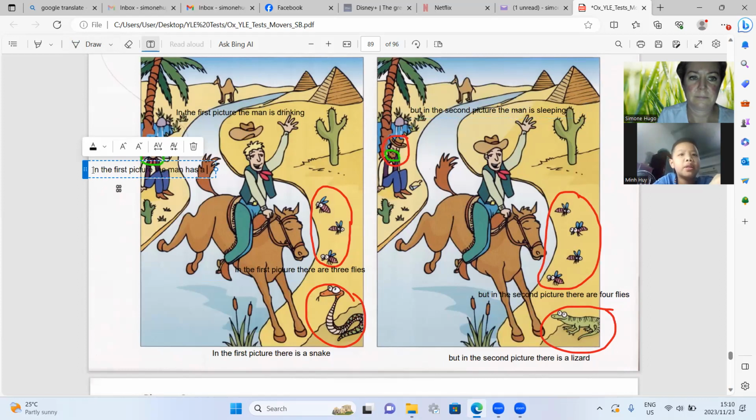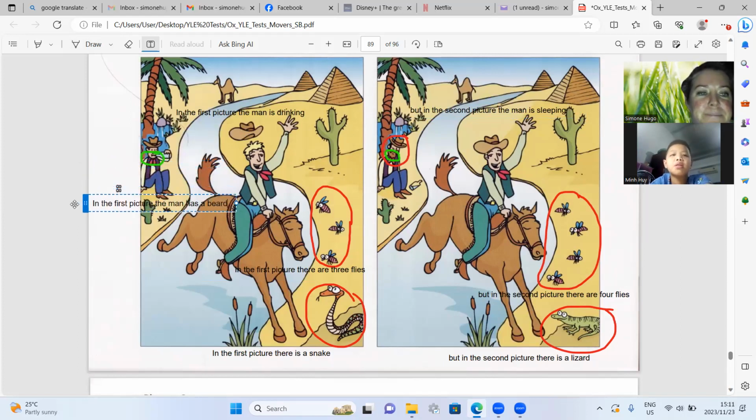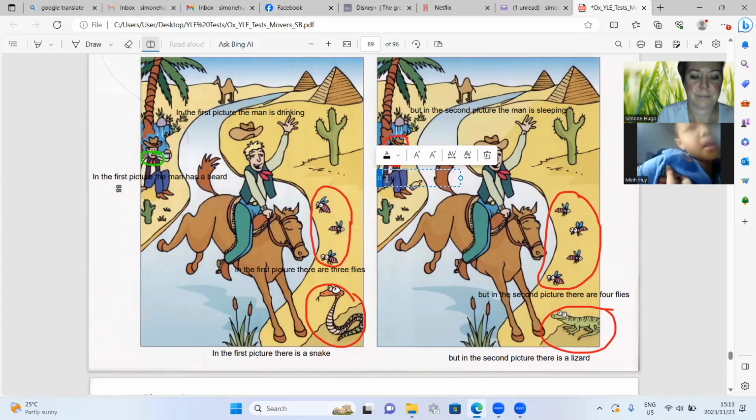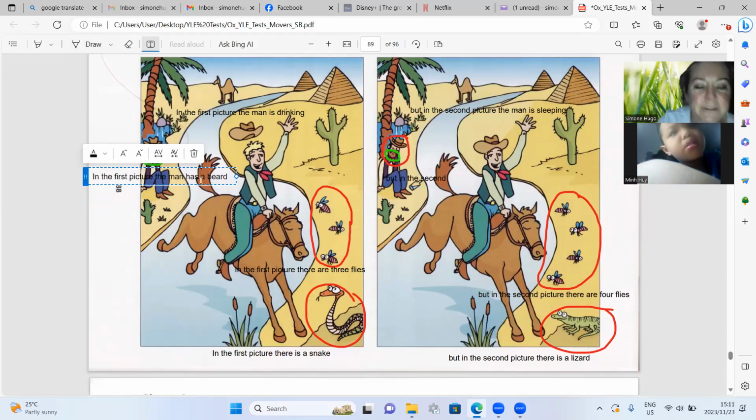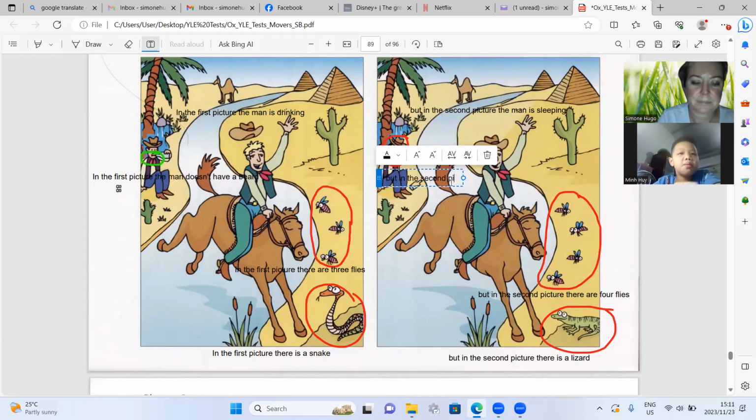In the first picture, the man doesn't have a beard. But in the second picture, the man has a beard.